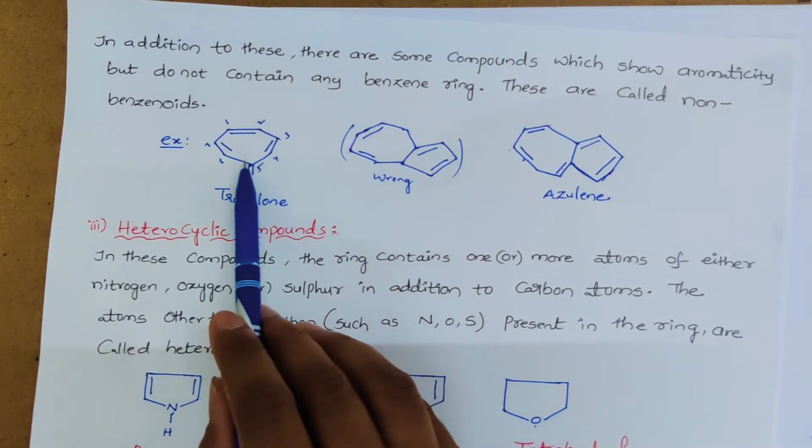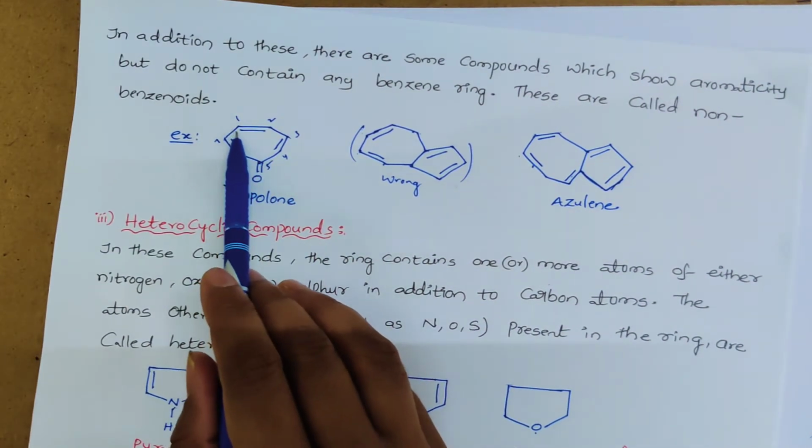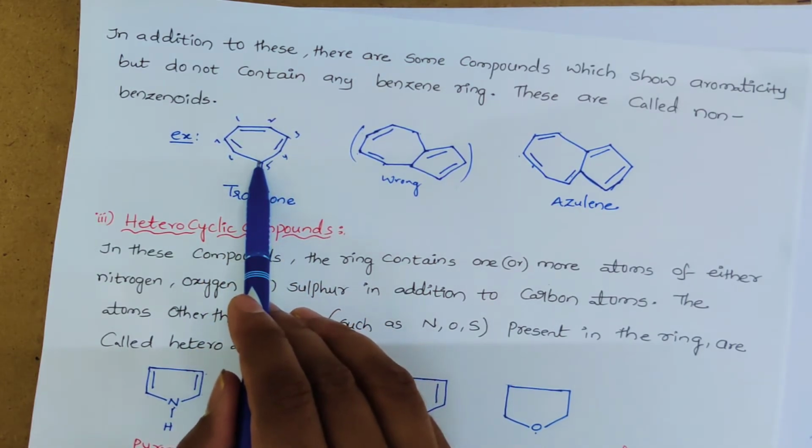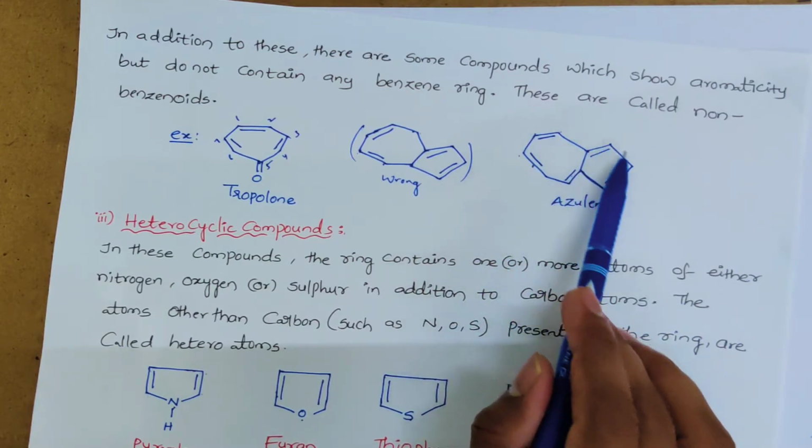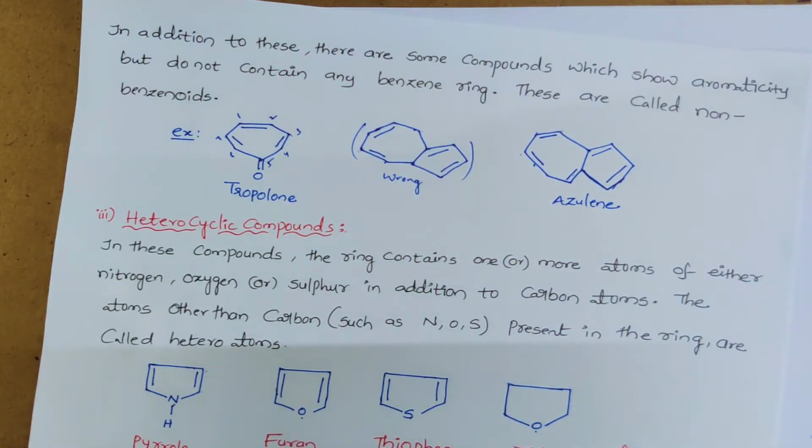But whereas in this, for example, let us see here. Here every corner is a carbon. It is a carbon, carbon, carbon. All are carbon atoms. So these are called homocyclic compounds. If the cyclic ring is made up of only carbon atoms, that is called homocyclic. If the ring is made up of carbon and some other heteroatoms, that is called heterocyclic compounds. This is the classification of compounds.